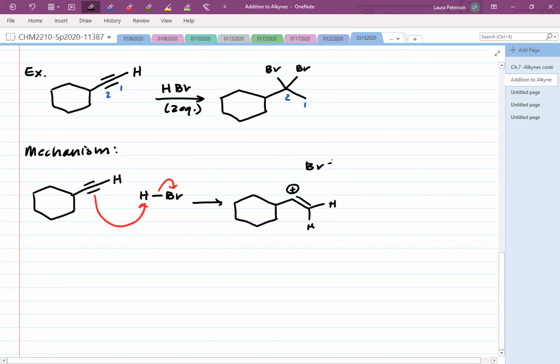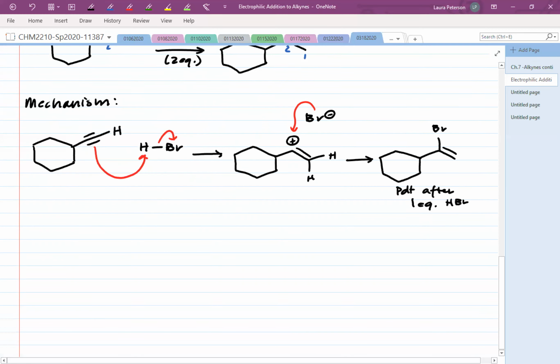And then our halide that we generate is going to come back and attack that carbocation. One thing to mention about that carbocation is that it ends up at the more substituted position because of stability. All right, so let's draw the product of that step. So this would be the product after one equivalent of HBr.